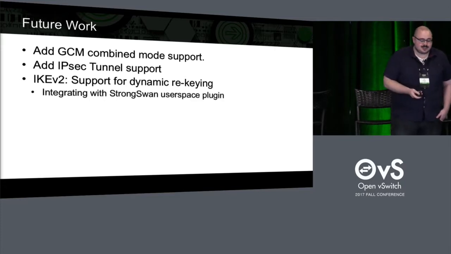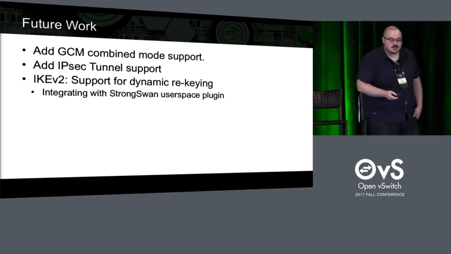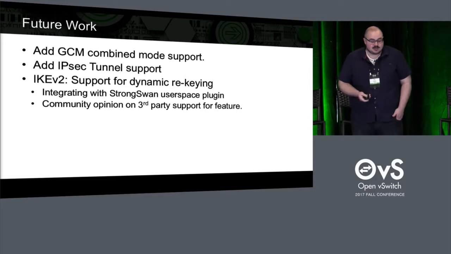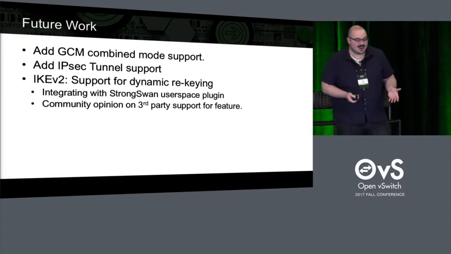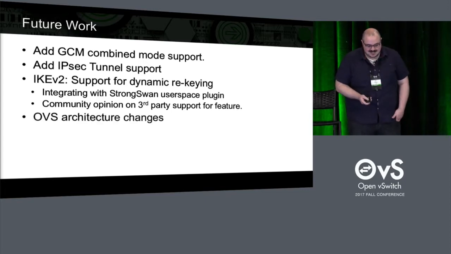Potentially on that one, my thoughts are, I think StrongSwan has a Userspace plugin. I'm wondering maybe there's something we can do there to tie into that. But that depends on the community's opinion on using a third-party feature. Would the community prefer to see something like OVS try to implement its own IKEv2? Or is it okay just to plug into something that's already doing that job well? I know which one I vote for, but it's worth flagging.